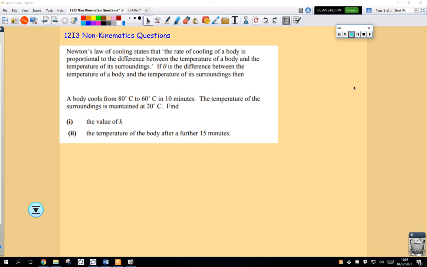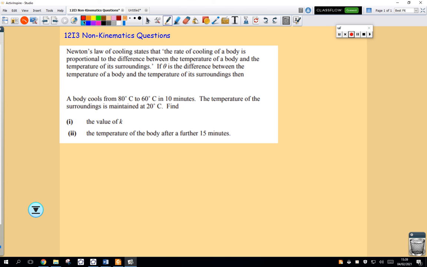Okay, in this question I want to look at an example of a differential equation where we're not using kinematics. It's not referring to acceleration or velocity or displacement. In fact, this one's about Newton's law of cooling, which states that the rate of cooling of a body is proportional to the difference between the temperature of a body and the temperature of its surroundings.